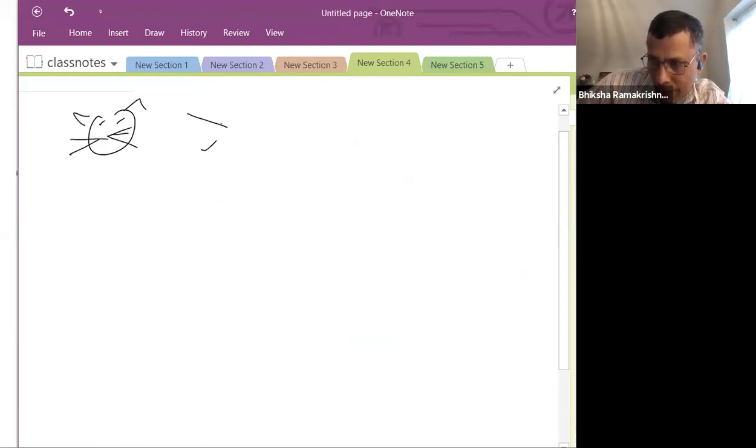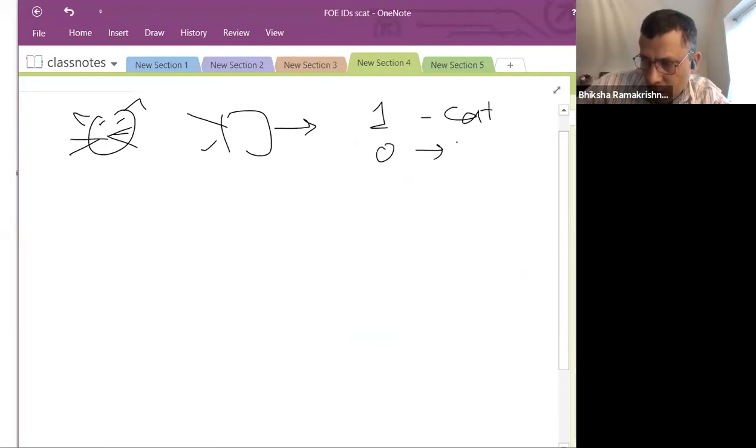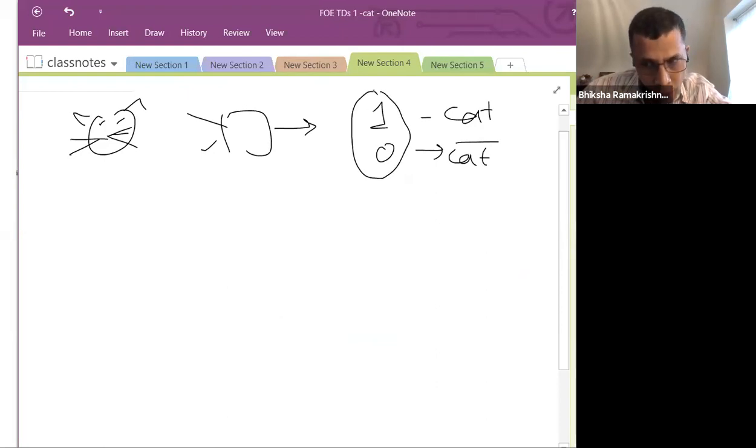It's gone into my network, and output comes out. And I want the output to be either 1 if this is a cat, and 0 if this is not a cat. I can think of these as a real number, either 1 or 0. Or I can think of this as the certainty that my network has that this is the cat.